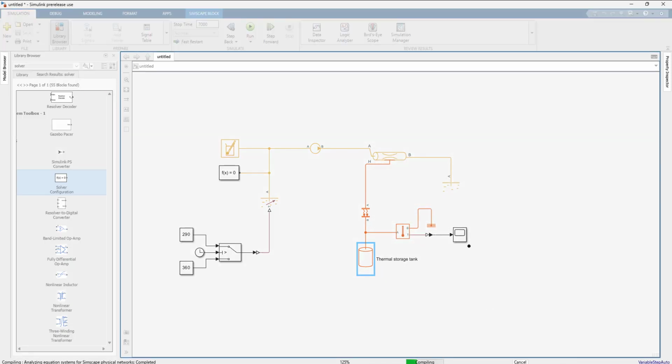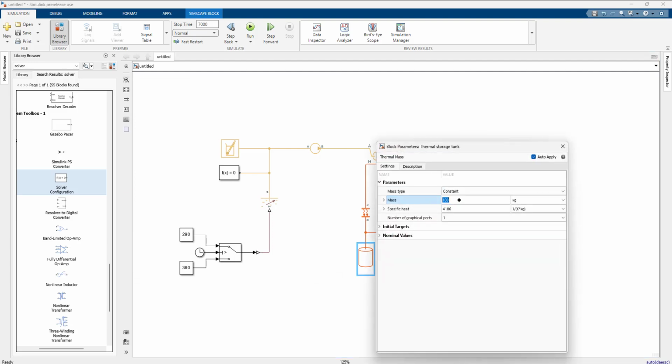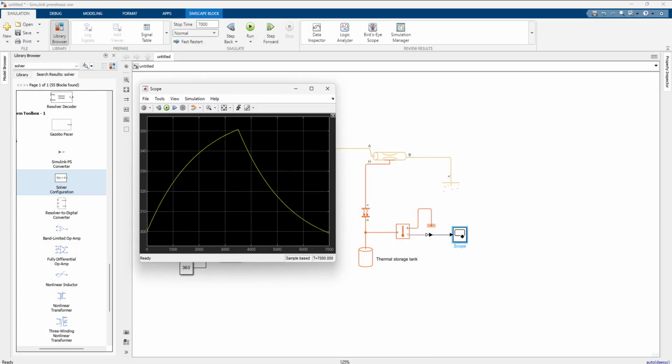So let's start the simulation again. Okay. We can change it to 50 kilogram and then see. Okay. Actually, up to this time, we have got the charging phase and the temperature of the water inside this tank is equal to about 350 Kelvin. And then the discharging phase gets started.